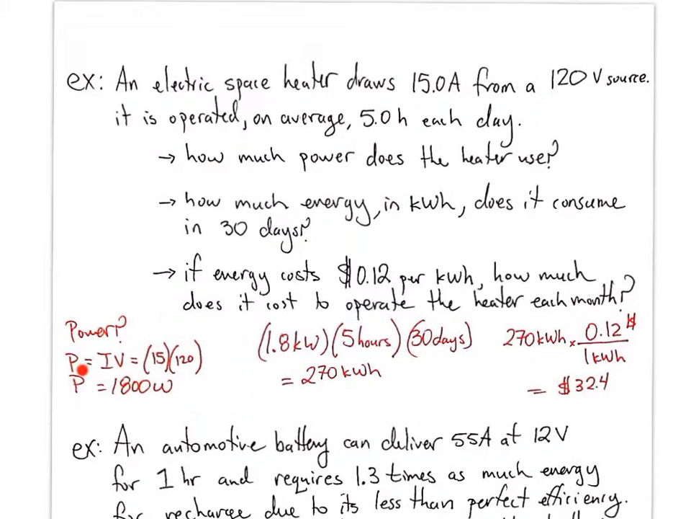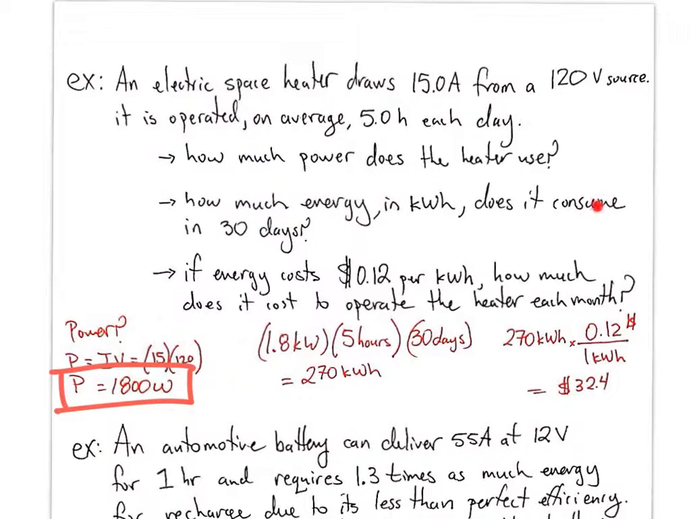And so power, we're doing current times voltage. We have current, amps, times voltage, volts: 1800 watts. This is pretty standard for a medium-sized space heater. Part 2, how much energy in kilowatt hours does it consume in 30 days?